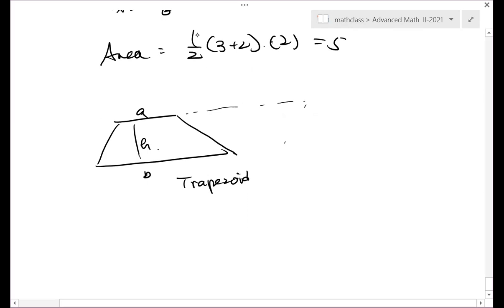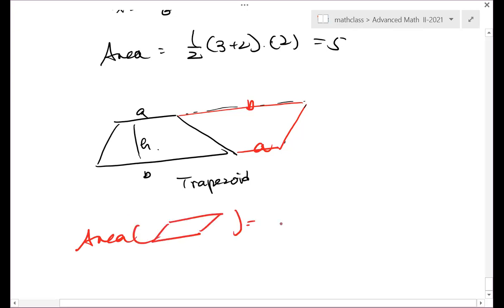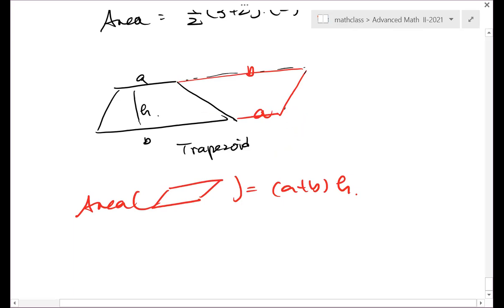Okay, so let's derive this formula. We keep using the trapezoid, so this is A, this is B. Now you get a parallelogram. For the parallelogram, the area is the length times the height, and this is double the trapezoid, so divided by 2. So the area of this parallelogram is going to be A plus B times H.